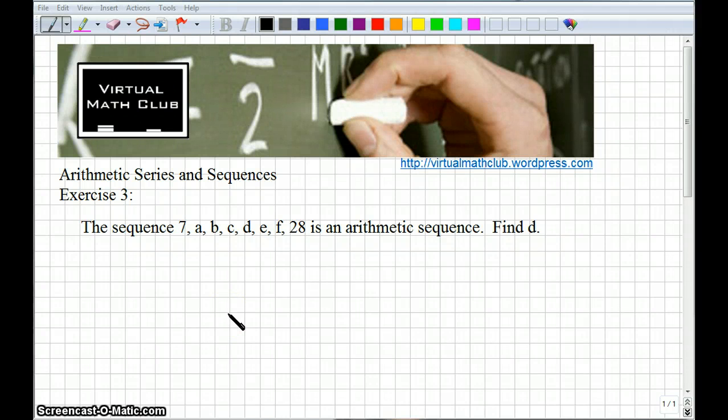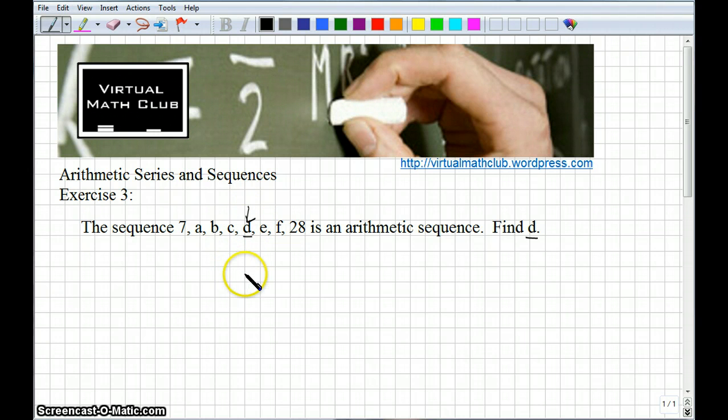Well, this is an interesting sequence of numbers, isn't it? Here in exercise 3, we're given a sequence. We're told that it's arithmetic, and we're asked to find D. Now, in this case, the D that I mean is this D. I know I've been using D as the difference between consecutive numbers, but in this case, it's this D right here that we're asked to find.